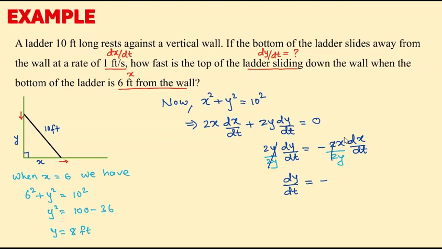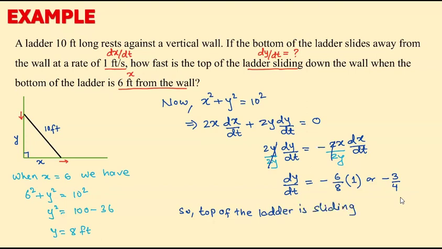negative x over y. X is 6, y is 8. So 6 over 8 multiplied with dx over dt. Dx over dt is 1. Okay, or this is the same as negative 3/4. Meaning of that is the ladder is sliding down at the rate of 3/4 feet per second. So we say the top of the ladder is sliding down.